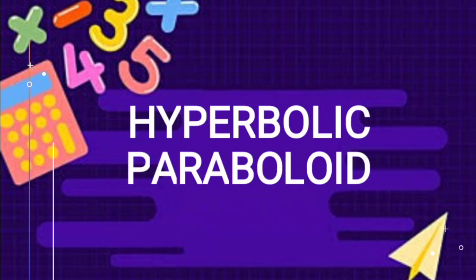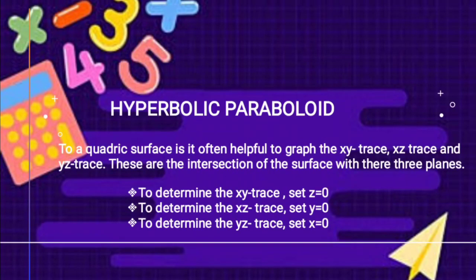Hyperbolic paraboloid. So what is a hyperbolic paraboloid? For a quadratic surface, it is often helpful to graph the xy trace, xz trace, and yz trace. These are the intersections of the surface with the three planes.